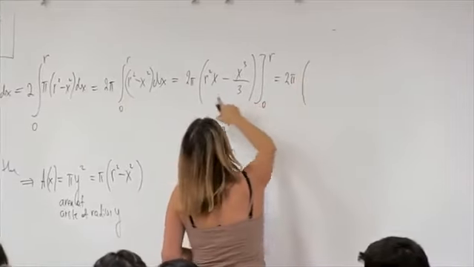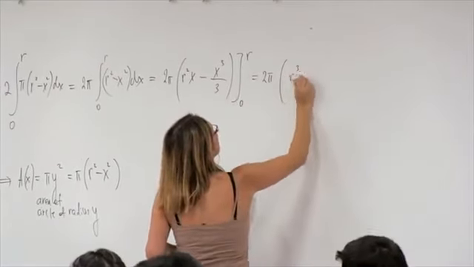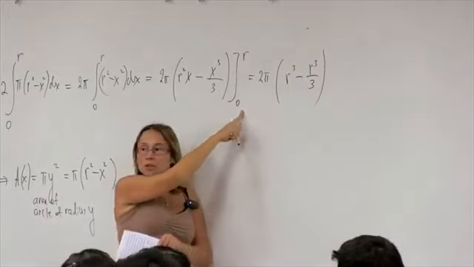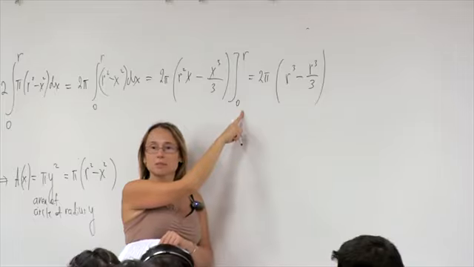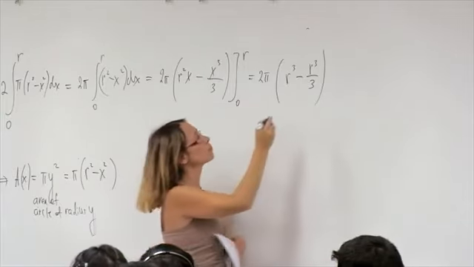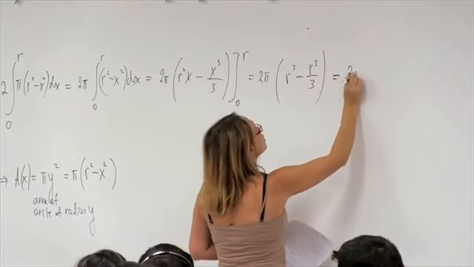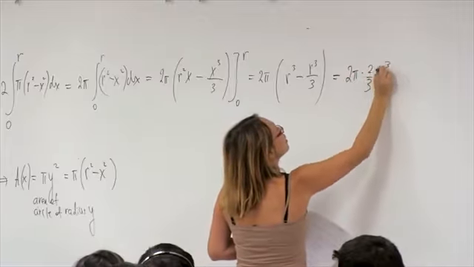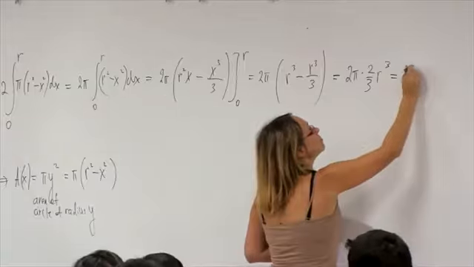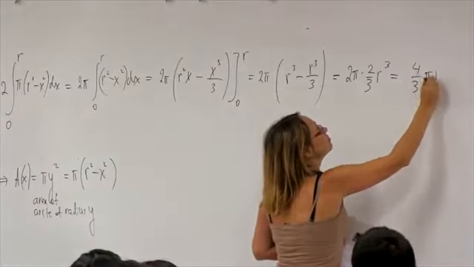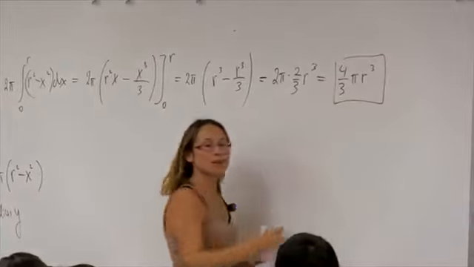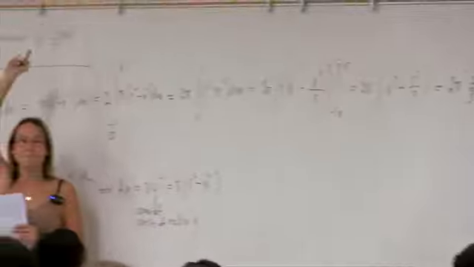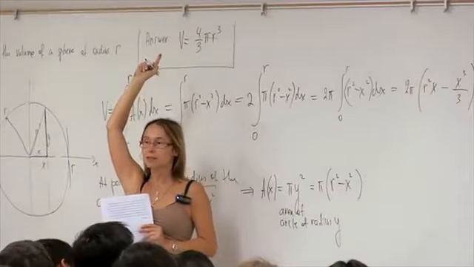2 pi. When I substitute here, I get r cubed, and this is r cubed over 3. And when I substitute 0, I get 0. That's why it's nice to replace it by twice the integral from 0 to r. So what's the answer? 2 pi times 2/3 r cubed. Does this look right? Okay. So we did get the same answer.